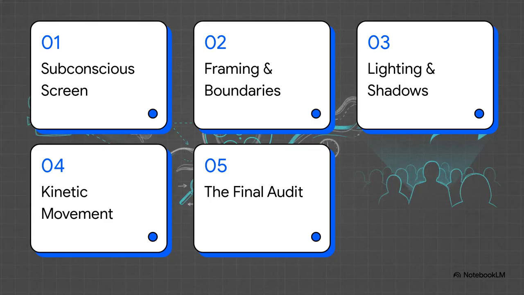To uncover exactly how they pull this off, here is today's Audit Ledger. We'll be looking at: 1. The subconscious screen. 2. Framing, boundaries of truth. 3. Lighting, shadows and subtext. 4. Movement, directing the eye. And finally, 5. The viewer's final audit.